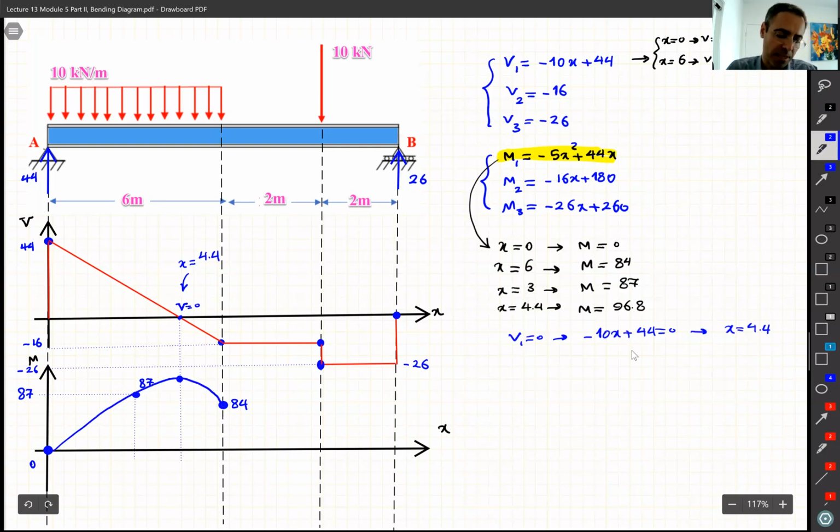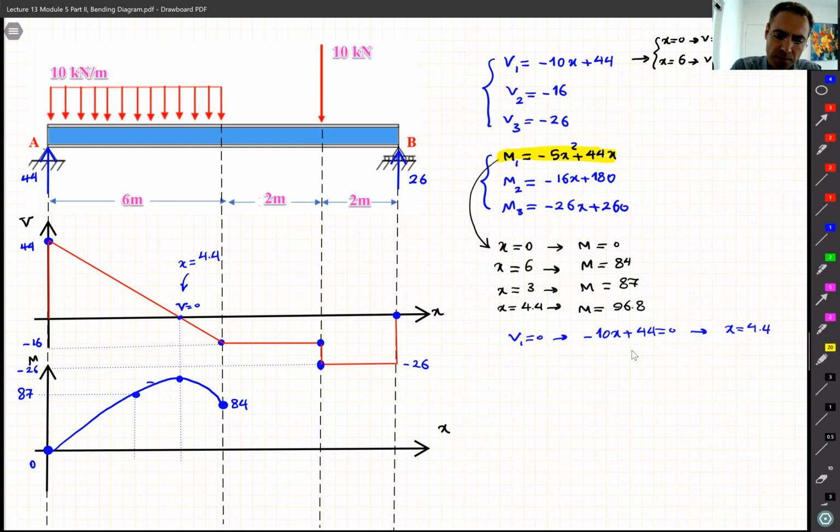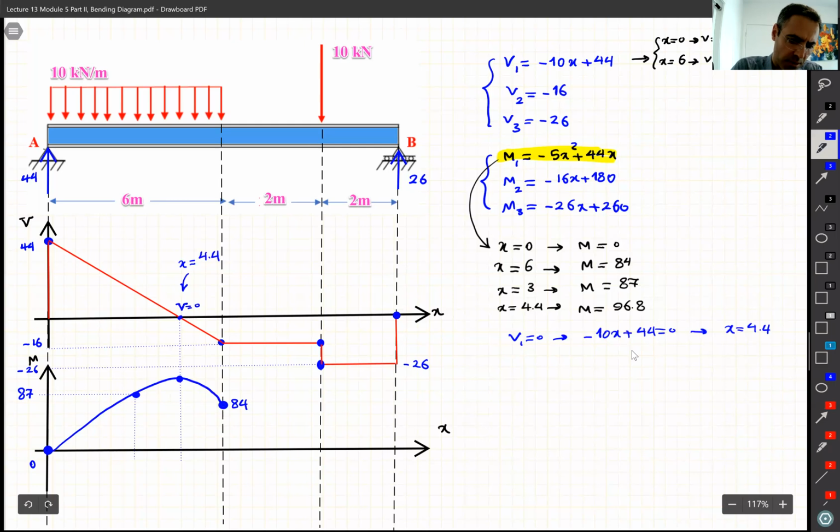Okay, that's the graph. This is the graph for M. Any questions for this part? Are we good? All right. One more time, these numbers: this one was 96.8 and this one was 87, right? And let's draw the rest.